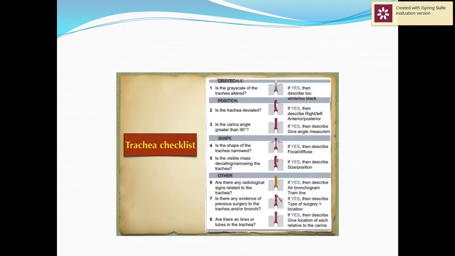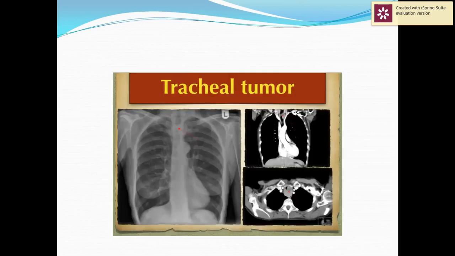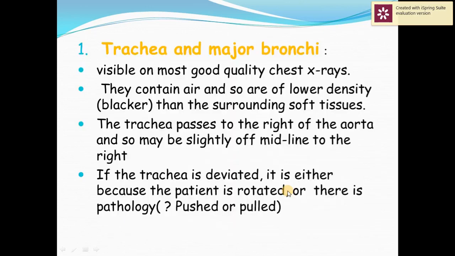There is a checklist for the trachea: position, shape, and if there is narrowing, sometimes a steeple sign, which is upper zone narrowing of the trachea. Here the trachea is centralized. Here also we found there is a filling defect in the trachea, or tracheal tumor, which is very obvious on the CT.